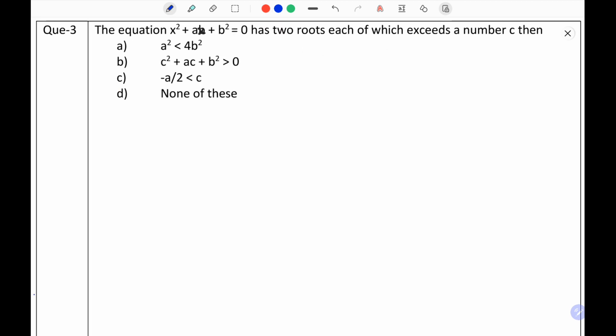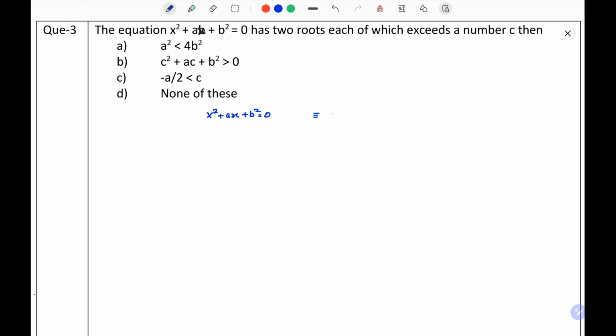Third question is, the equation x square plus ax plus b square equal to 0 has two roots, each of which exceeds a number c. Then which of the following given options are correct? The given quadratic equation is x square plus ax plus b square equal to 0.